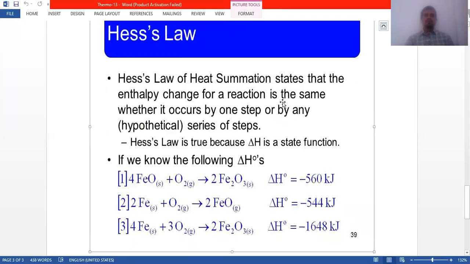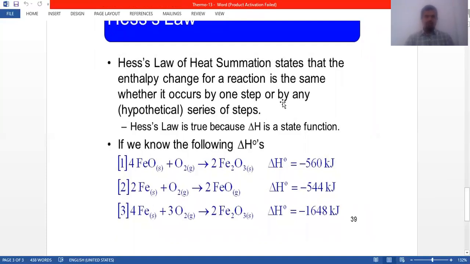Then Hess's law of heat summation states that the enthalpy change for the reaction is the same whether it occurs in one step or in any other hypothetical series of steps. They have given an example of Hess's law, with reactions first, second, and third, and they have given the delta H as a state function. So all of Hess's law of summation is given in these slides also.